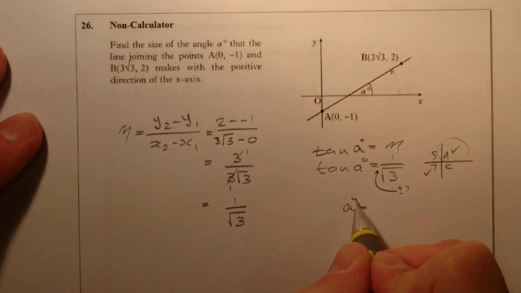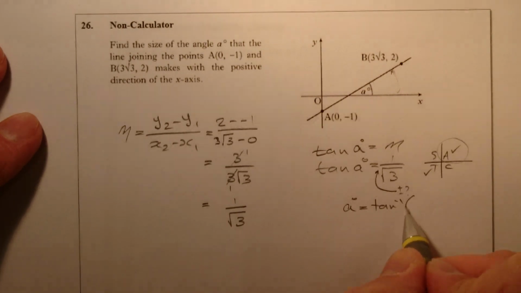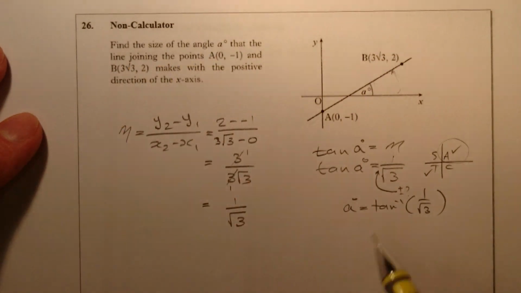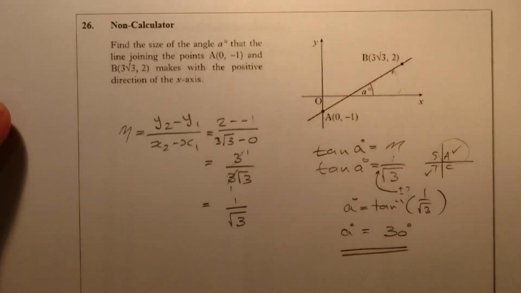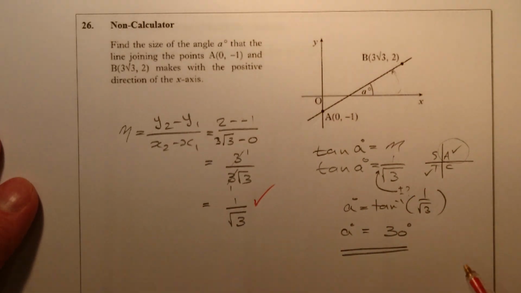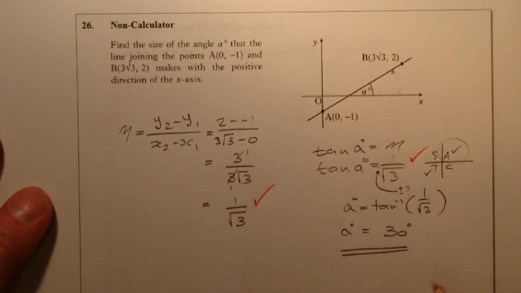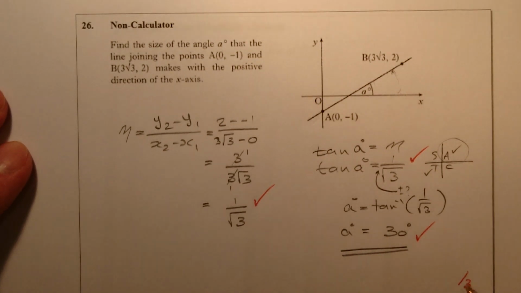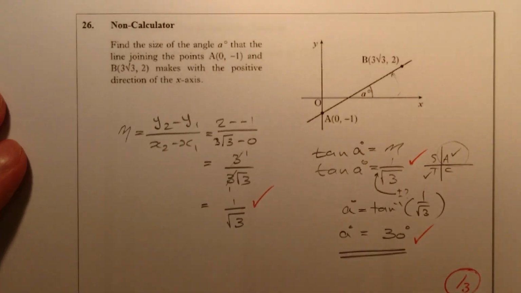So A is equal to the inverse tan of 1 over root 3. Because it's a non-calculator question, I need to think about my table of exact values. And on the table of exact values, I should get an answer of 30 degrees coming out of that one. Marks for this one, I'm going to go for 3 marks. I'm only going to give 1 mark for getting the gradient correct, 1 mark for substituting into the gradient, and 1 mark for getting the correct angle coming out of that. So that one there is out of 3 marks.